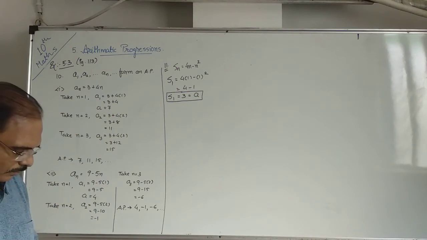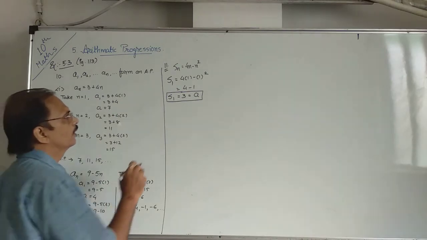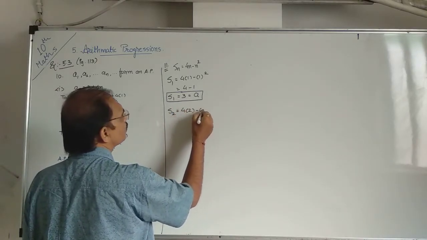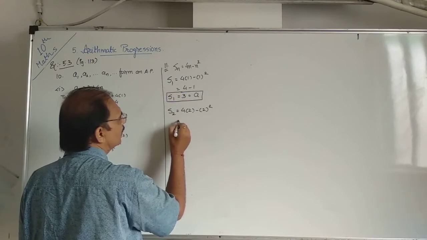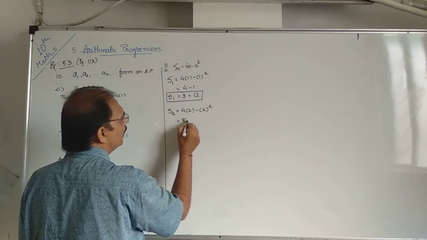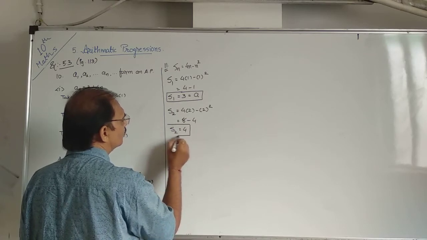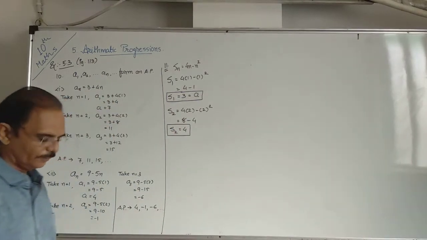Now, what is the sum of first two terms? Means find out S2. 4 into 2 minus 2 square. In our formula, place n equal to 2. 4 twos are 8, 2 square is 4, so 4. S2, the sum of two terms, is 4.